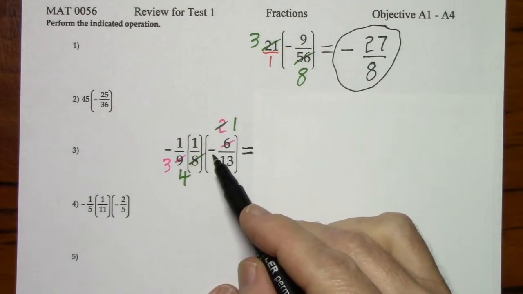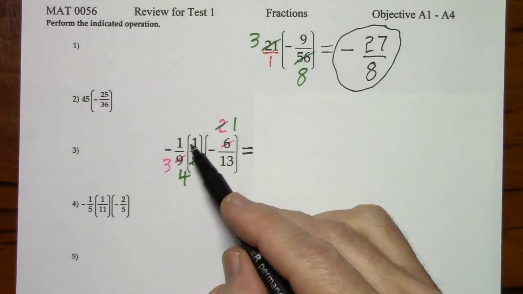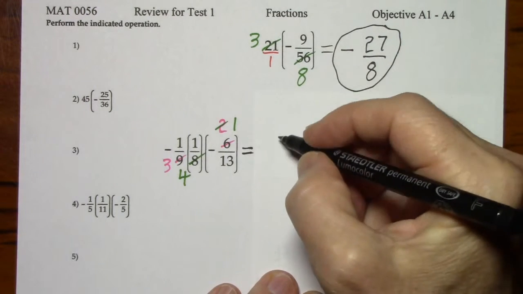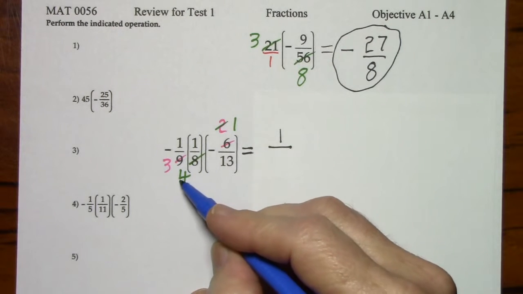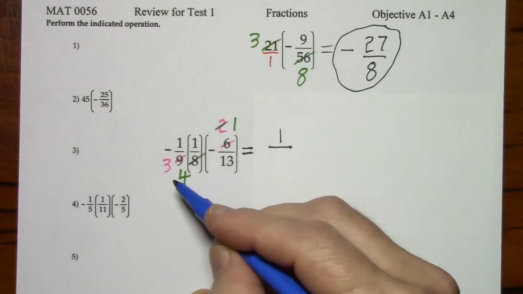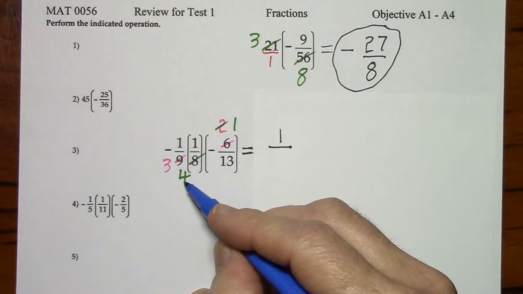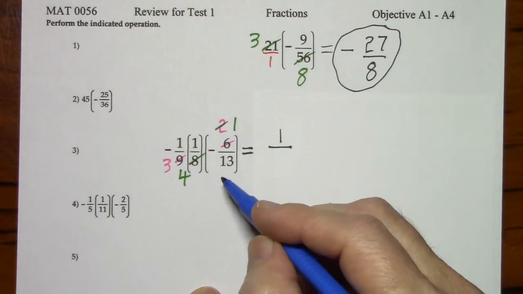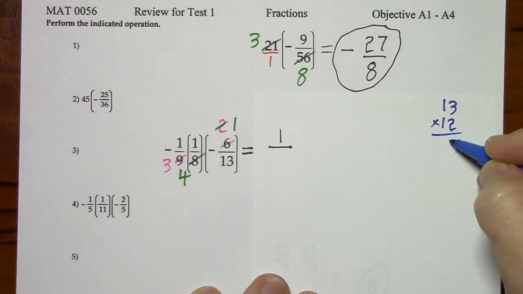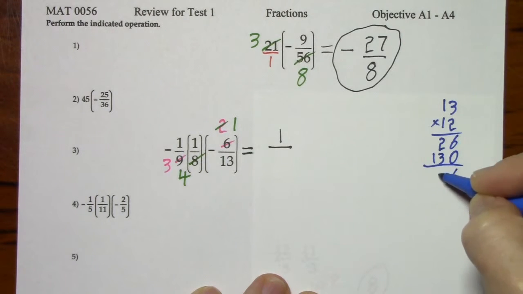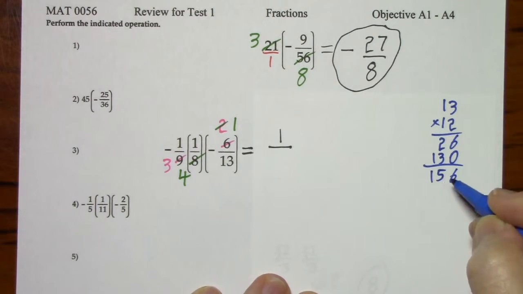So again, negative times negative will be a positive. 1 times 1 times 1. The numerator will just be 1. We have 3 times 4 times 13. So 3 times 4 is 12 times 13. I'll do the scratch work over here. So that's 156.